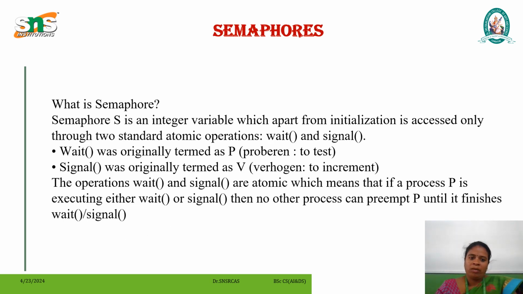Next one, semaphore. What is semaphore? Semaphore is an integer variable which, after initialization, is accessed only through two standard atomic operations: one is wait, another one is signal. Wait was originally termed as P, from proberen, to test. Signal was originally termed as V. The operations wait and signal are atomic, which means if process P1 is executing wait and signal, no other process can preempt P1 until it finishes wait and signal.